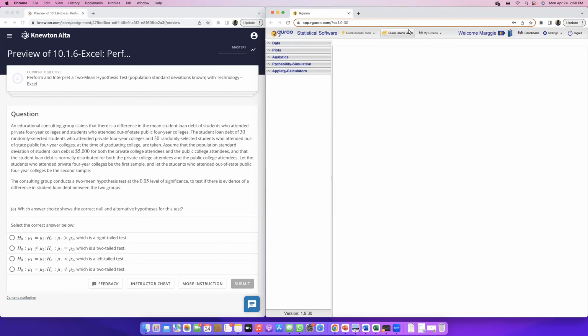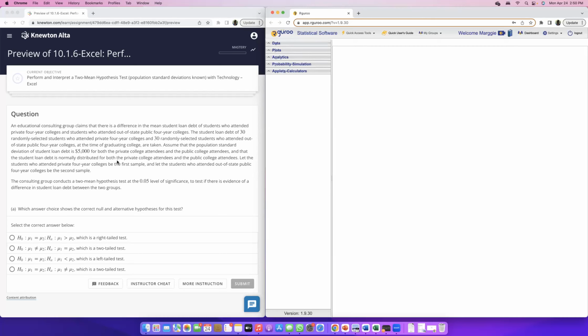All right, let's talk about how we perform a two-mean hypothesis test for two populations when the population standard deviation is known. And to do that, we're going to use RGuroo.